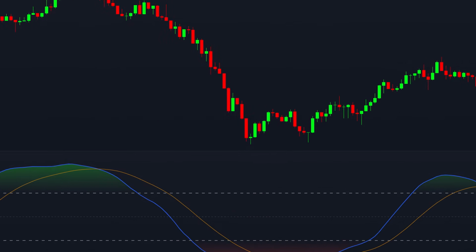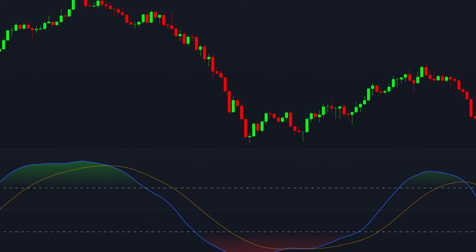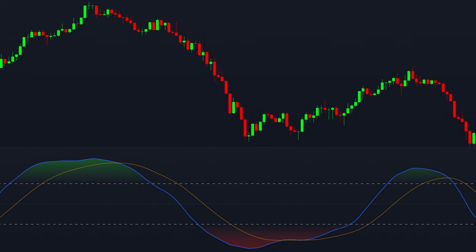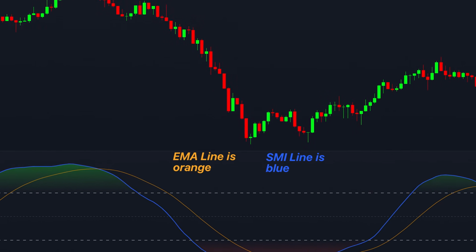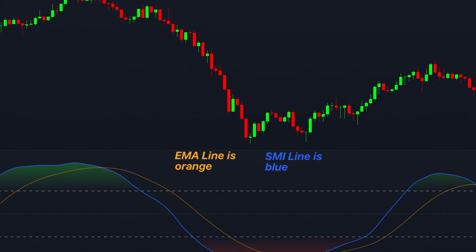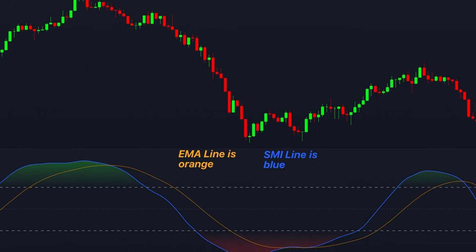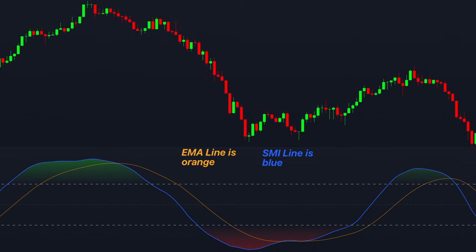Now that we're onto the EMA length setting, we can talk about the last part for the strategy of this indicator. The EMA length controls the length of the orange line on the indicator. The blue line is the SMI line, and the orange line is just an EMA of the SMI line, with whatever length we specify. You can think of it as a slightly lagged version of the blue SMI line. We can use it to confirm signals in the indicator.